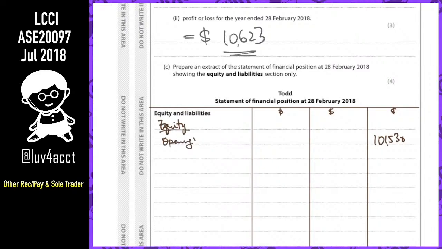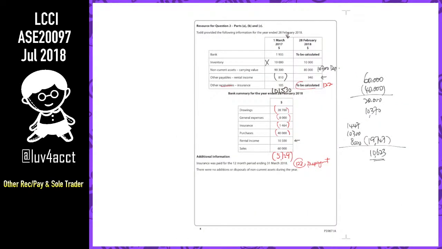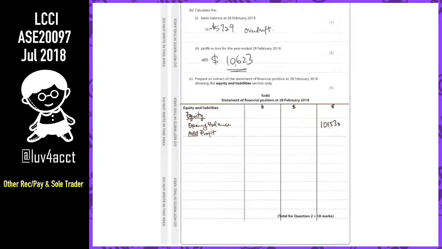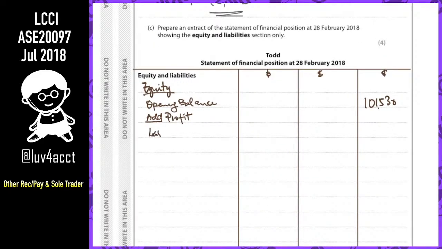Equity: opening balance, and profit. Do we have any drawings? Let me check. Yes. Less drawings, and then we have closing balance.